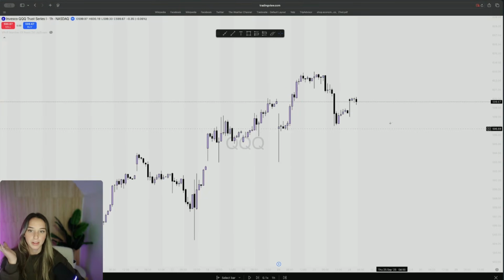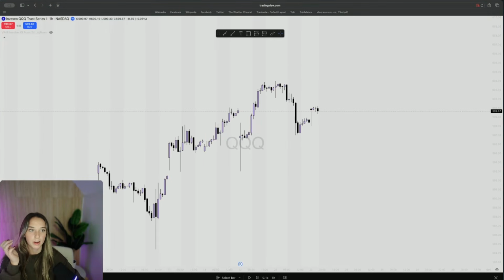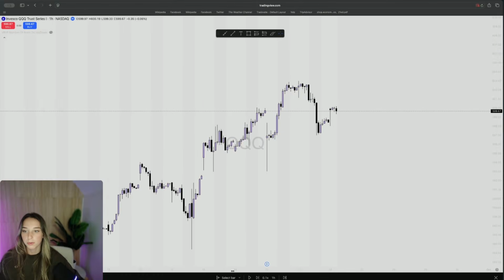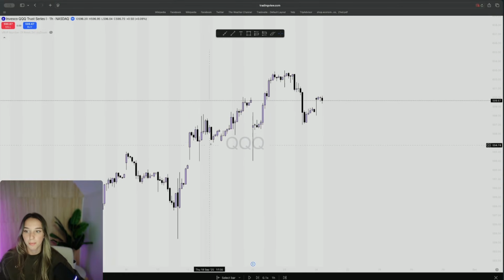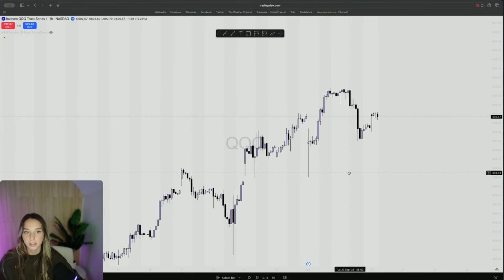So what we have right here is QQQ, and I've taken us back pre-market so I can show you exactly how I would actually mark out my levels. So what I want to look for are multiple candle taps holding above a level for support, or multiple candle taps rejecting a level for resistance.